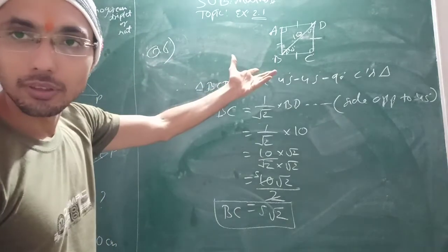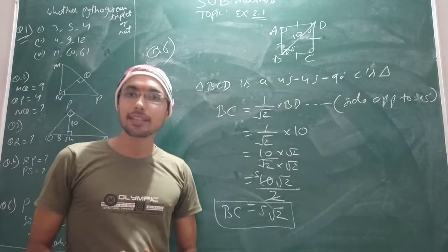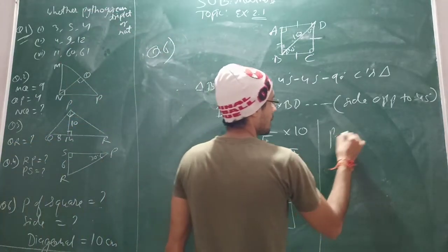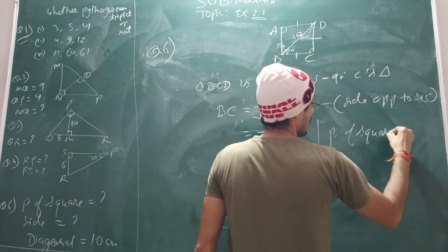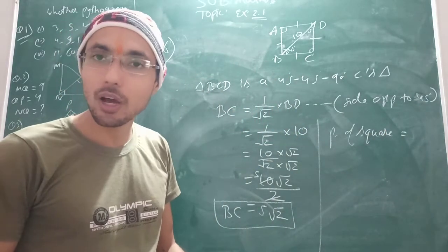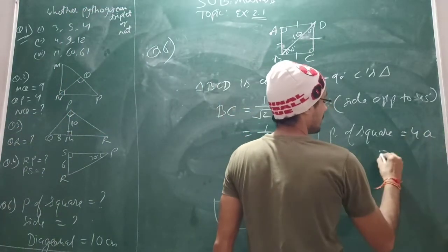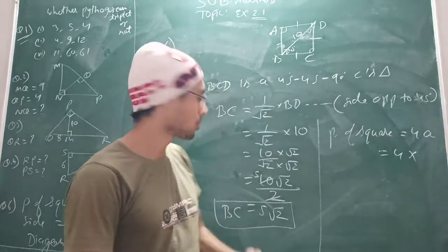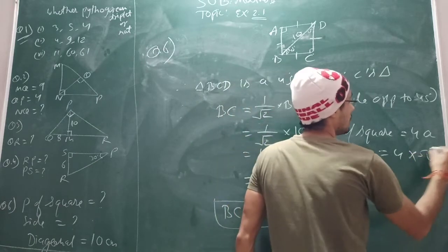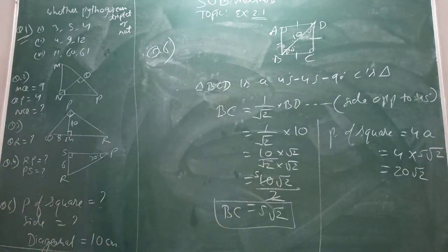BC was the side of the square, so we got the side. The next thing they asked is the perimeter of the square. What is the formula of perimeter of square? 4a. If you know the formula, you can solve it. Otherwise, remember this one: 4a. A represents the side. So the length of the side is 5 root 2. Now multiply: 20 root 2. Finish.